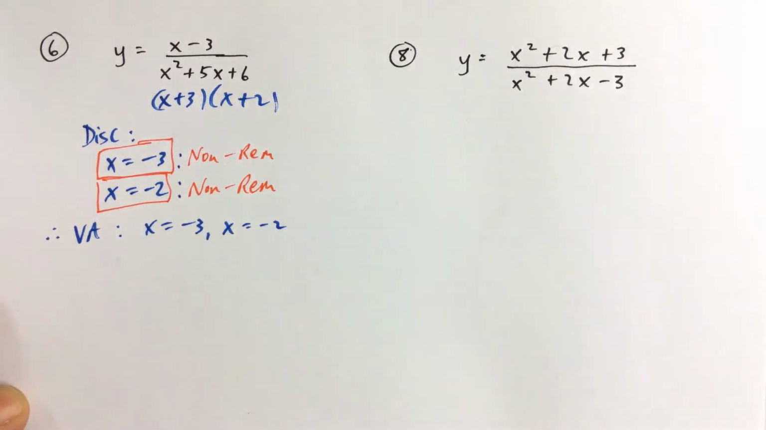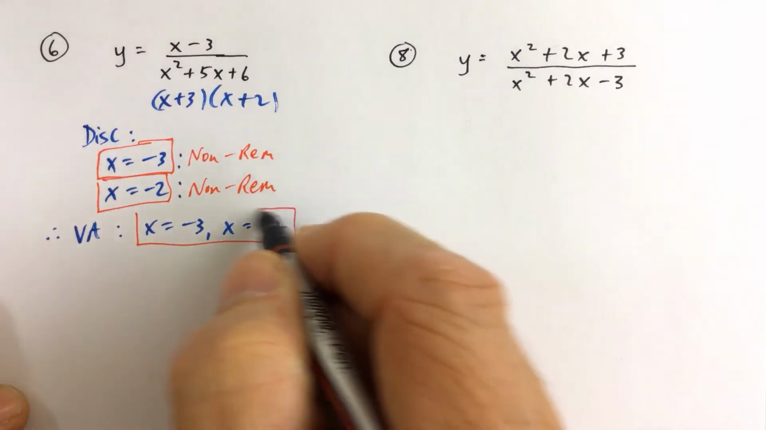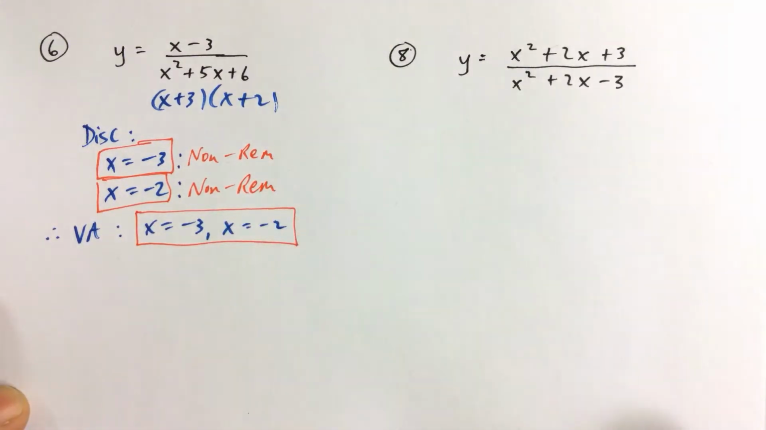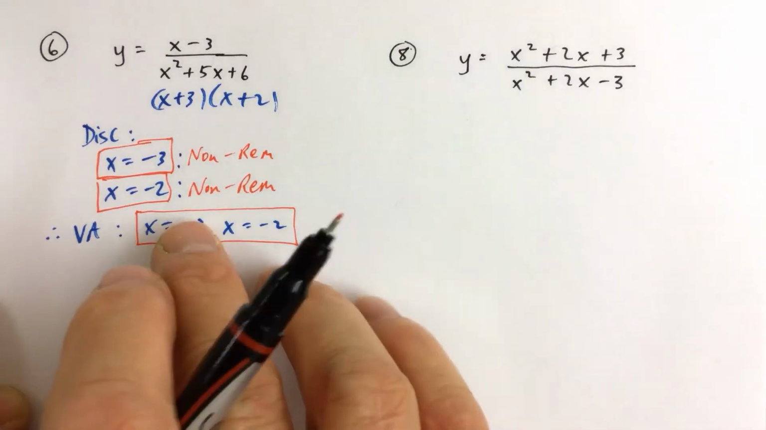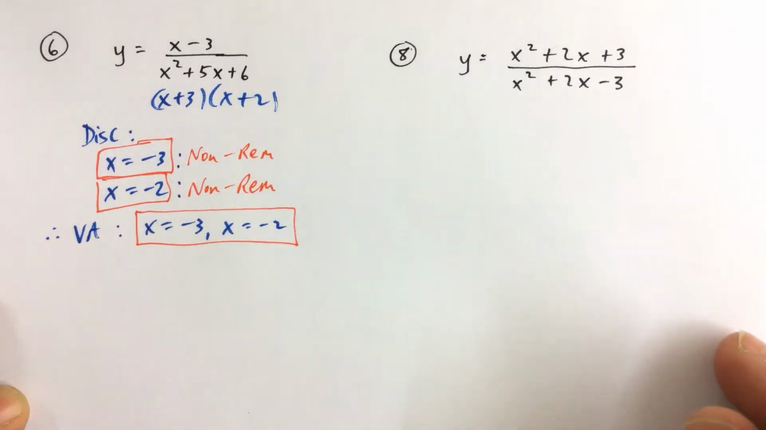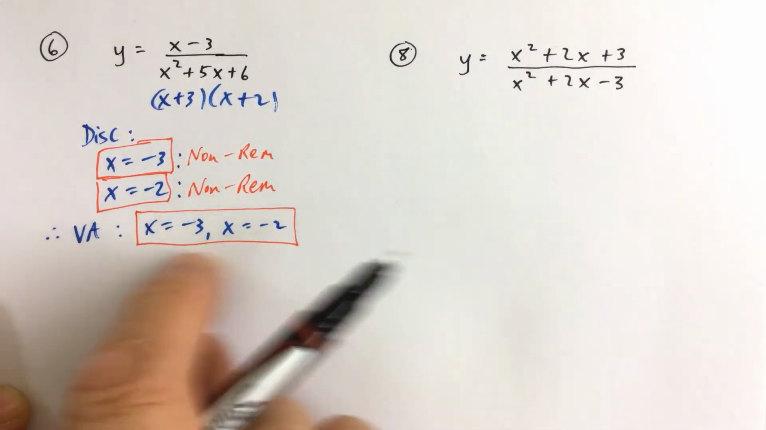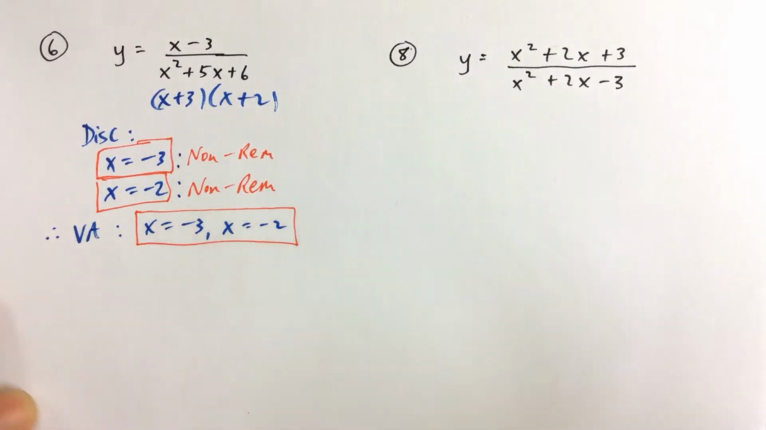Make sure that when you list the vertical asymptotes, as well as any asymptotes, you always list them as an equation. Never just put -3 and -2. -3 and -2 are numbers. Asymptotes are lines. Vertical asymptotes are vertical lines, and vertical lines have equations, which are right here. X equals -3 and x equals -2.